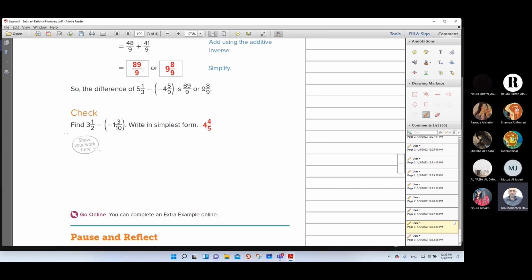So in this example, we have 3.5, negative 1 and 3 over 10. Fine. What we do here, we can change the mixed number to the fraction. 3 times 2, 6, plus 1 will be 7 over 2. Then negative times negative, positive. Then 1 times 10, 10. 10 plus 3 will be 13 over 2.